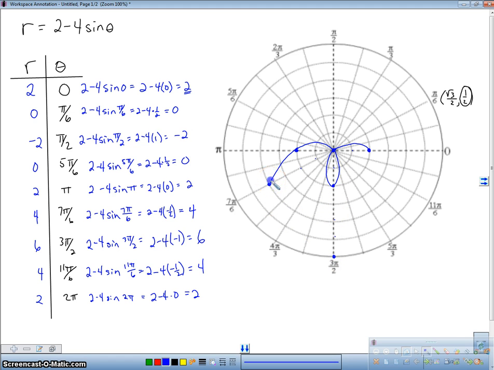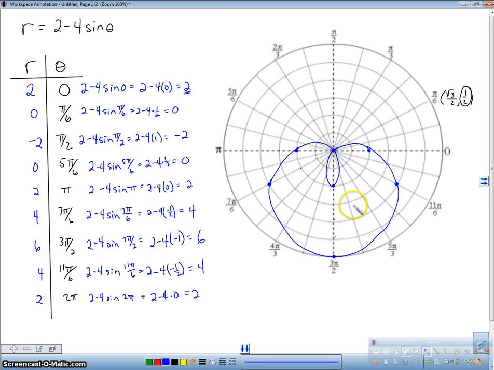Then we're going to keep going counterclockwise. It's got to be a curve. We're curving it out. No straight edges here. Polar coordinates are circular. 11 pi over 6, 4. Here. Counterclockwise. And then back to 2.